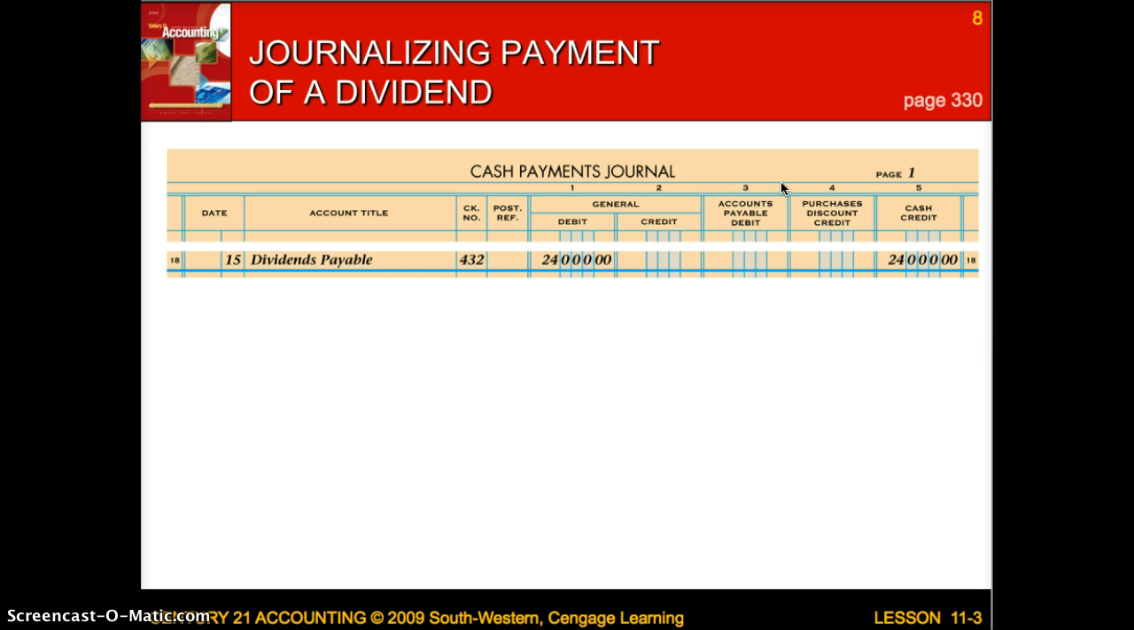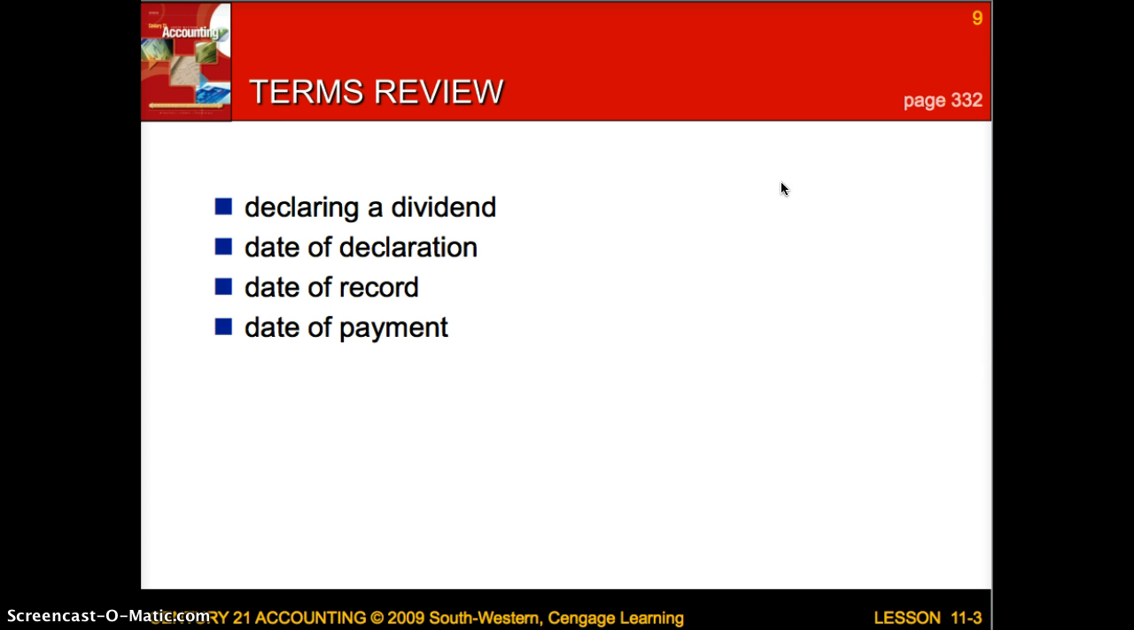Then we will go into our cash payments journal. This is actually on that payment date. We have our dividends payable that we are debiting of that $24,000, and we're doing a cash credit of $24,000 as well. And that is actually what we are taking out of that dividends payable amount. So the things that you need to know for this section are declaring a dividend, date of declaration, date of record, and date of payment.